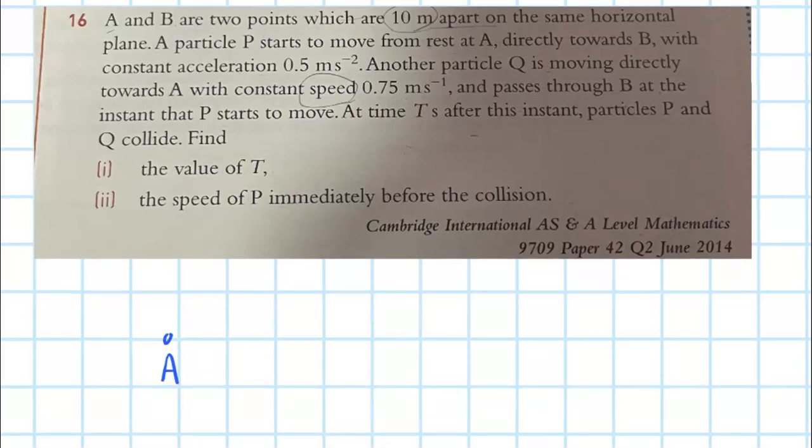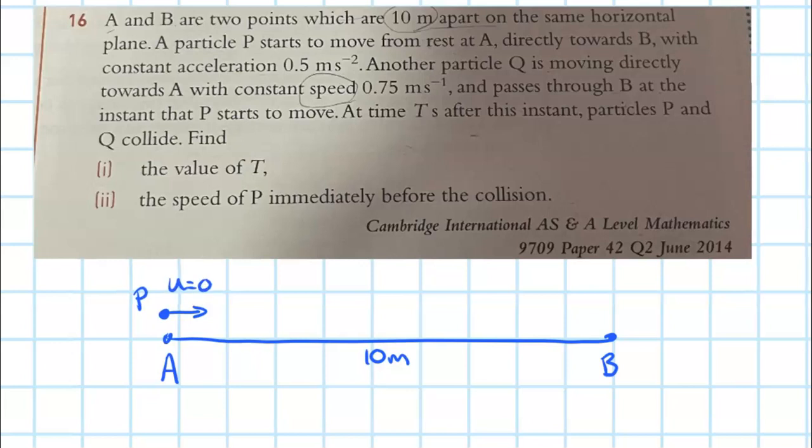Diagrams are king. We have a point A and we have a point B, and they're 10 meters apart. A particle P, let's get the particle P. It's initially at rest, so what we know about P is a few things. We know it starts at 0, the velocity starts at 0, and it has a constant acceleration of 0.5 meters per second squared.